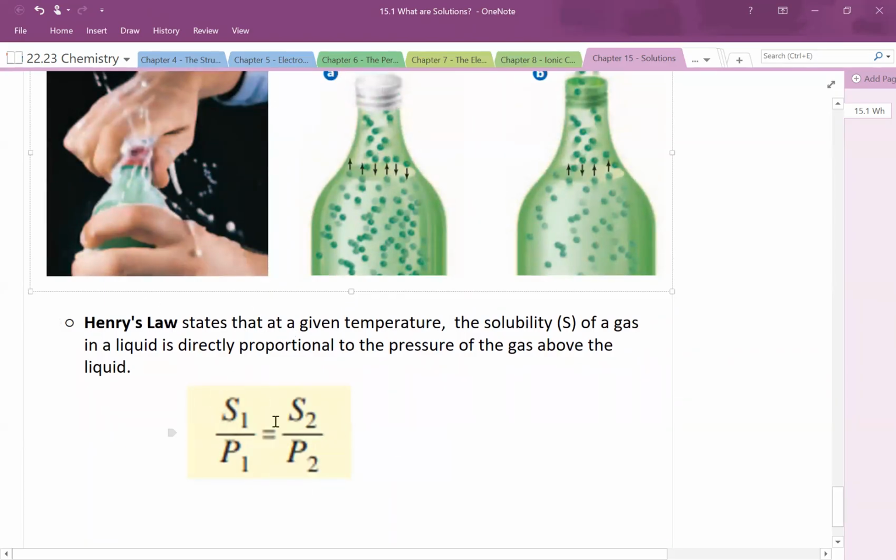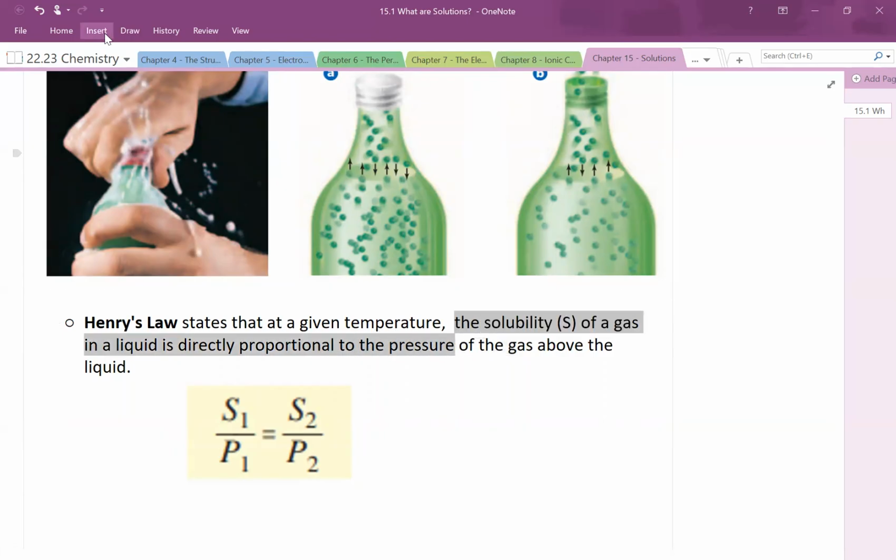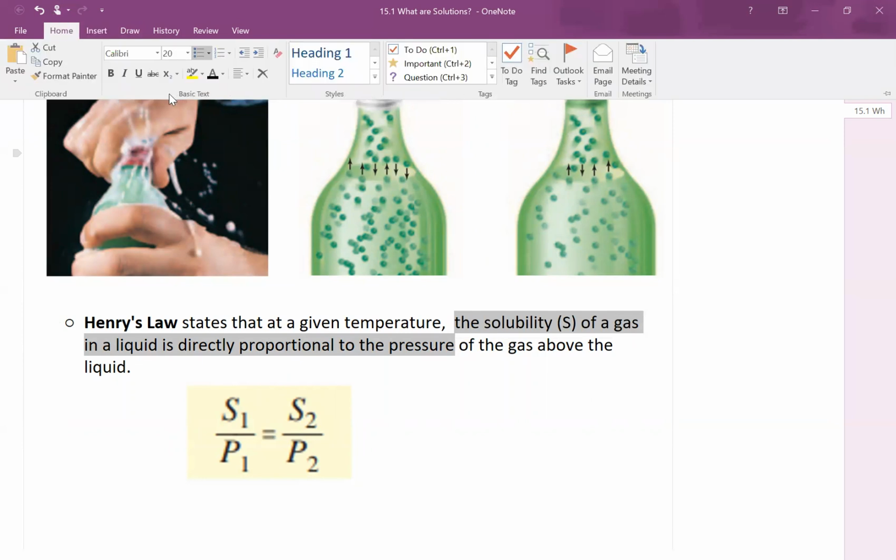And here it is. It states that at a given temperature, the solubility of a gas in a liquid is directly proportional to the pressure of the gas above that liquid. And our formula is S1 over P1 equals S2 over P2, where S is the solubility and P is the pressure.